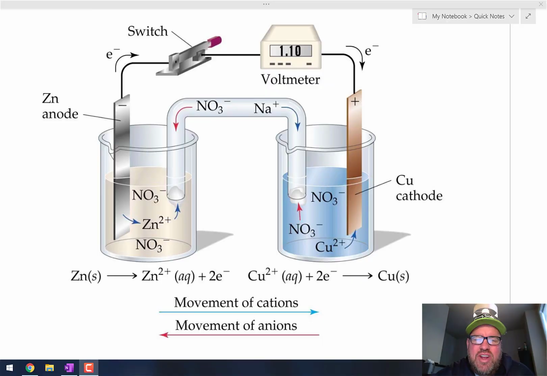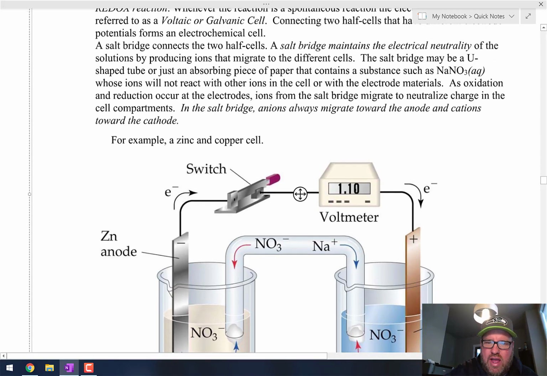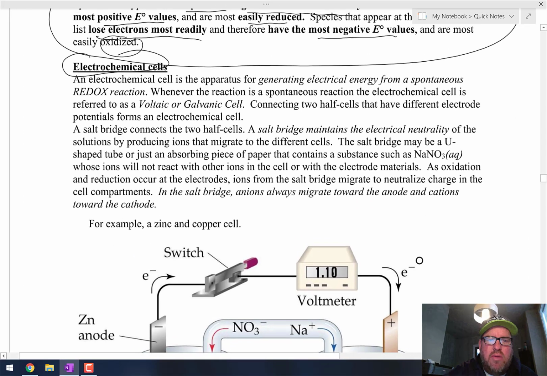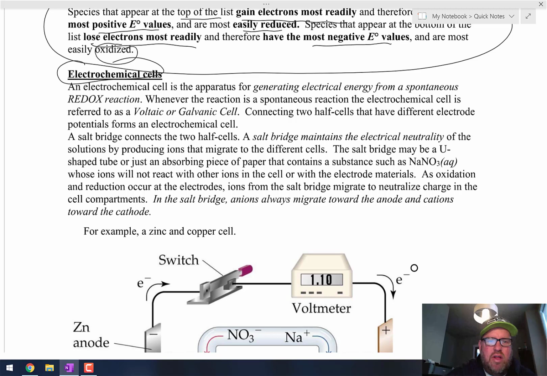In this video, we're going to talk about the basics of what's called an electrochemical cell. This is the drawing that I'm going to be referencing mostly today. An electrochemical cell is a cell for generating electrical energy from a spontaneous, and remember, a lot of times instead of spontaneous, we use the term thermodynamically favorable redox reaction.